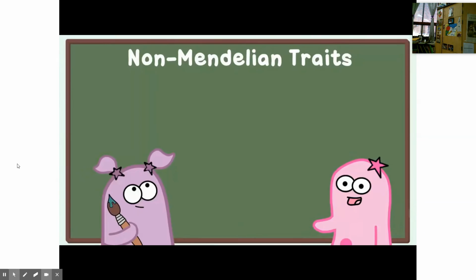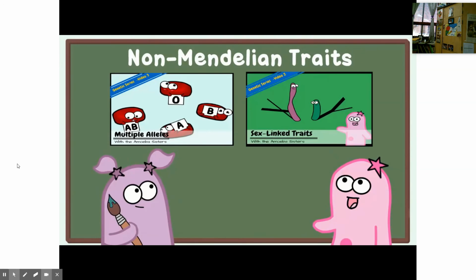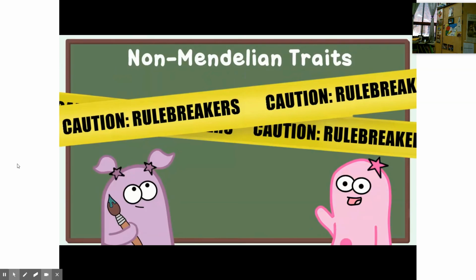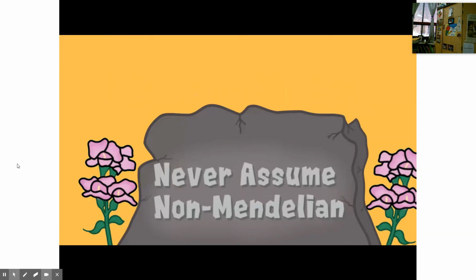Pretty interesting. There are many other non-Mendelian traits. We have another video on multiple alleles and a video on sex-linked traits. These are also non-Mendelian. It's kind of fascinating to see what can happen when you have these rule breakers. One last thing. Keep in mind that when problem solving in genetics, you do not want to just assume it's non-Mendelian unless you are provided information or clues in the problem that it might be.